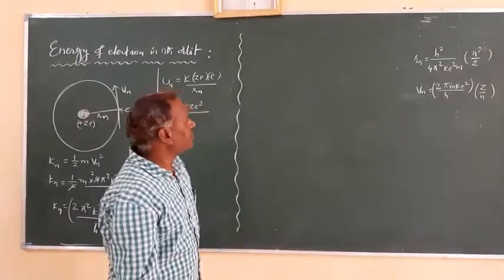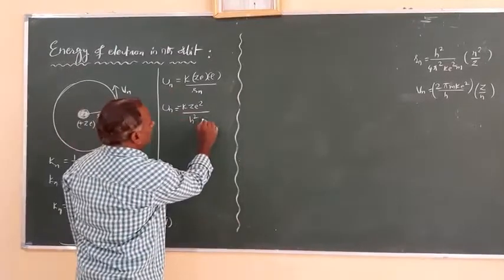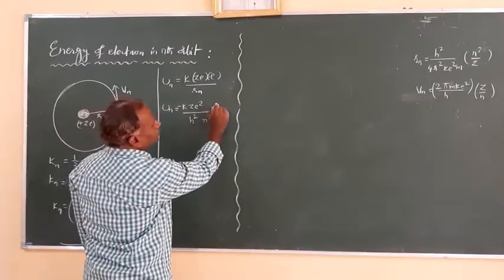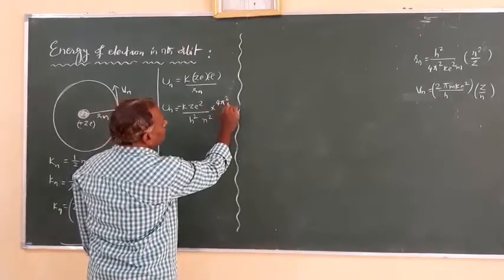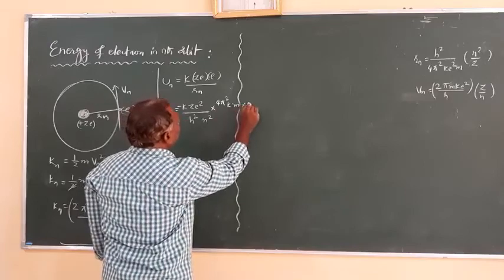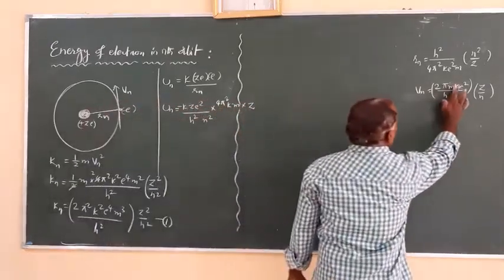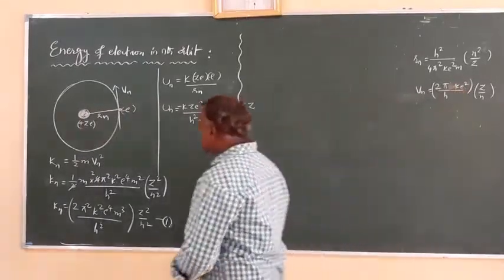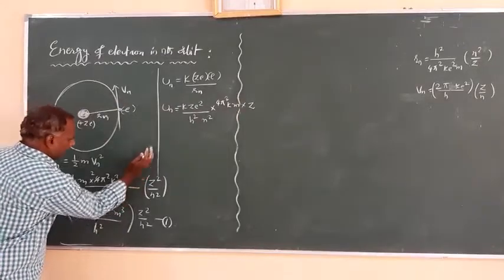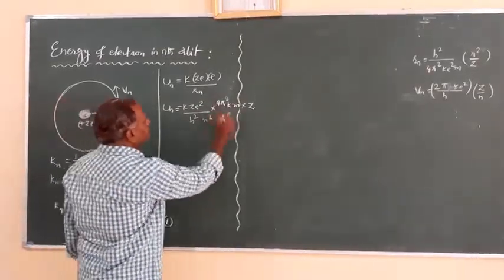So that is given by h square into n square, and here 4 pi square K m into Z. Here m is not there, so it is having only m, right? Now just multiply this one.